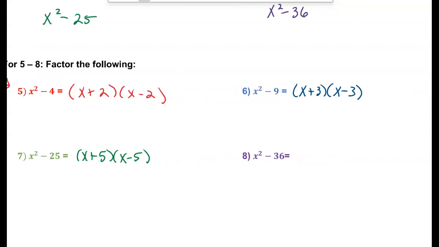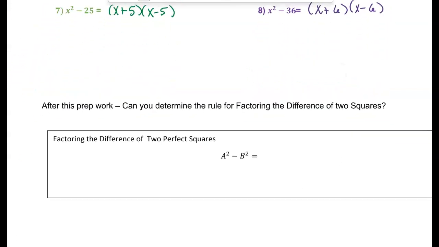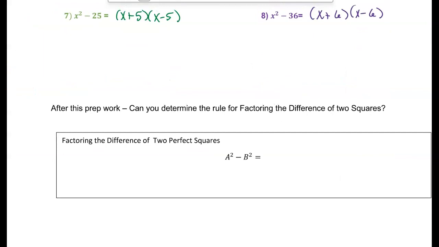Our x squared minus 36. X plus 6 and x minus 6. Okay. Now, after doing that, shouldn't you be able to tell me the rule for factoring difference of squares when I just have a basic pattern? Now, understand A and B, they just represent a term that is a perfect square. So what is the rule if you see a perfect square minus a perfect square?